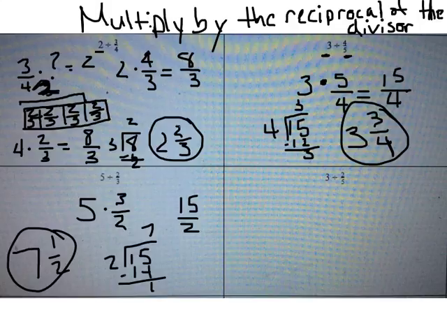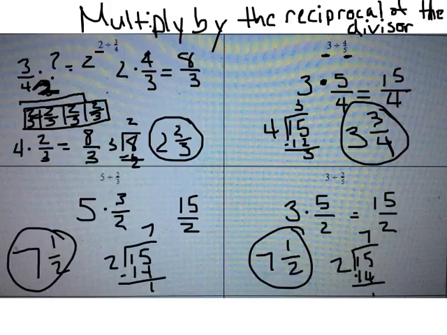Now you solve the last one. What's 3 divided by 2/5? Go ahead and solve that problem now. This answer is also 7 1/2.